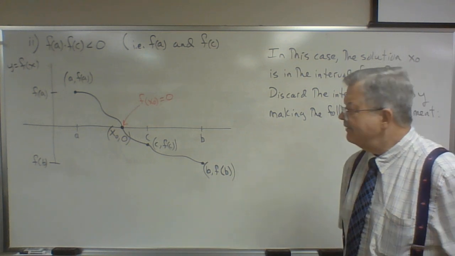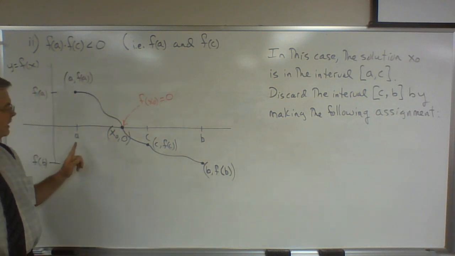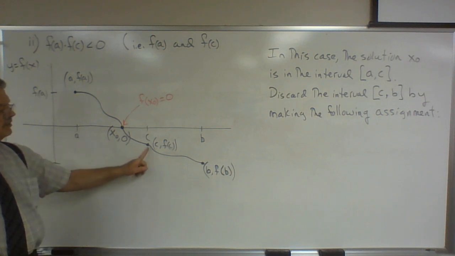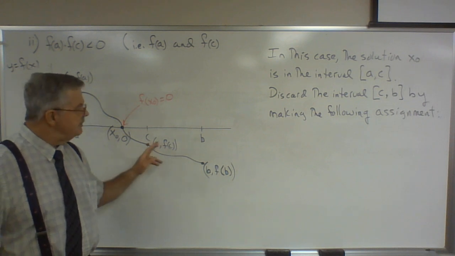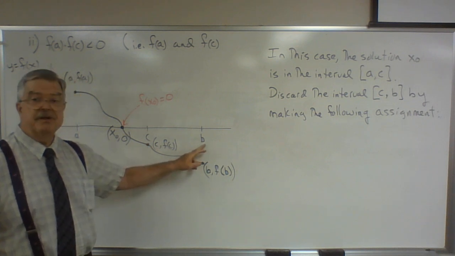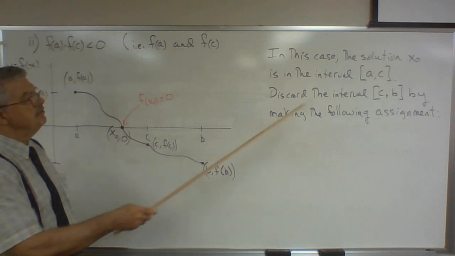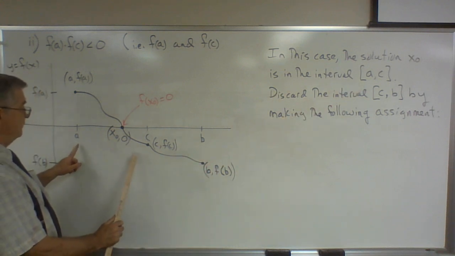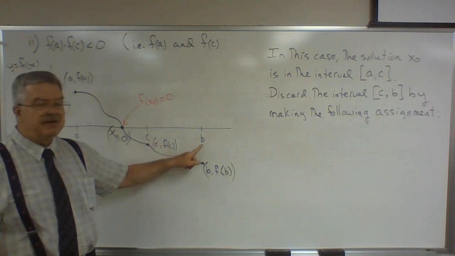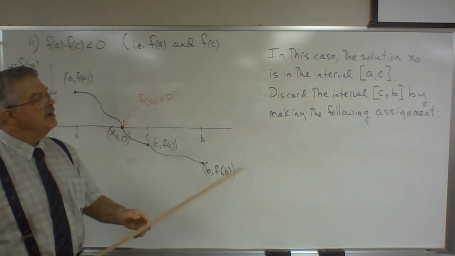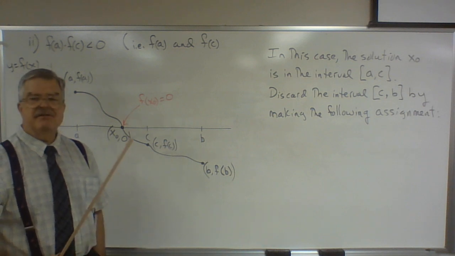Well, here's what we have. We have the situation where we know that our solution is between A and C. So do we really need the interval from C to B anymore? The solution that we're looking for is not here. So, since we know that the solution is in the left interval from A to C, why not just take this interval from C to B and throw it away? We discard the interval C to B by making the following assignment.